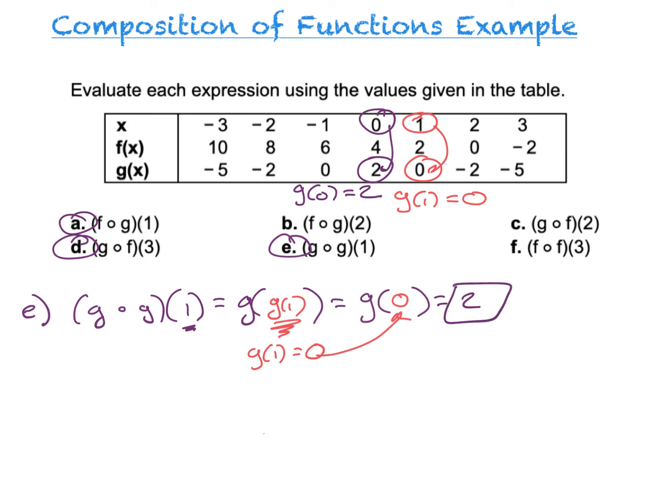Great. Just to be clear, here's what we're doing. We're taking the given value for x, plugging it into the first function, the function on the right, figuring out that value, g of 1 in this case, which happened to be 0, and plugging that output into the next function, the function on the left, and figuring out what that output is. So when x equals 1, g of 1 is 0. When x equals 0, g of 0 is 2.